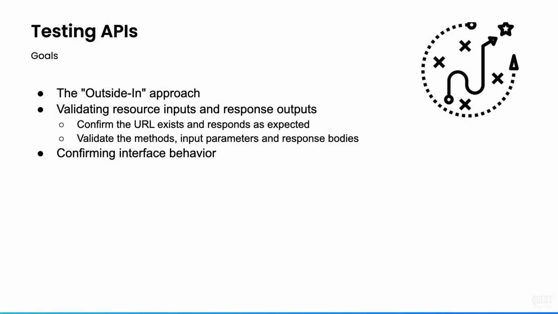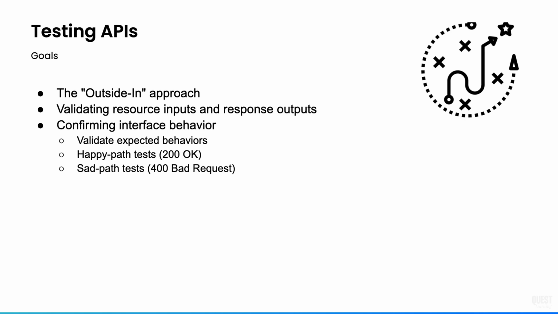Again, we're going to focus on validating resource inputs and response outputs. We want to confirm that the URL actually exists, that it actually has some kind of response, and that the response from that URL is expected. It's in the right format, it contains the right elements, and so forth. We also want to validate the methods, the use of get or put or post or delete. We're going to validate the input parameters, both the query input parameters and the body parameters for, say, post or put. And again, we want to check those response bodies, make sure it's the expected body in the right form with the right elements inside.